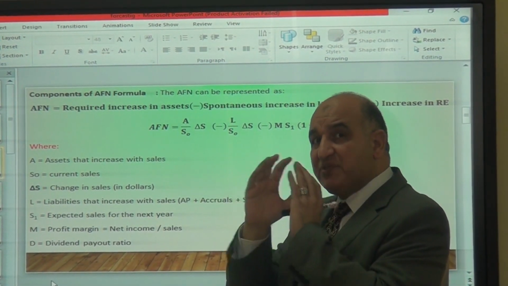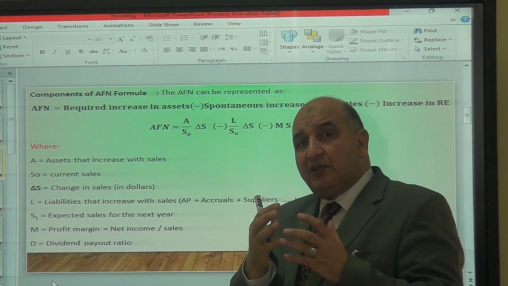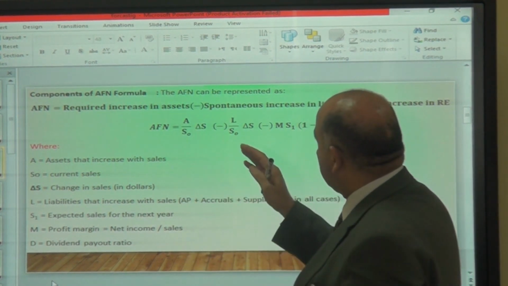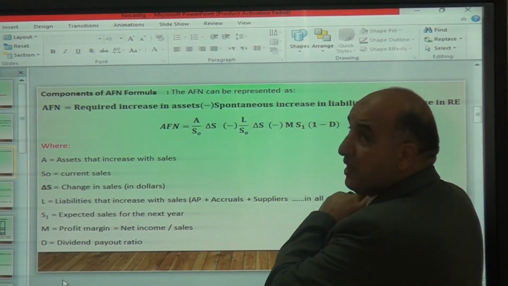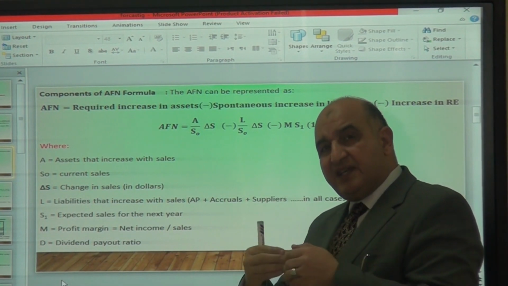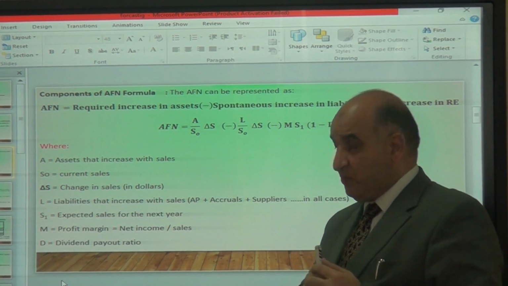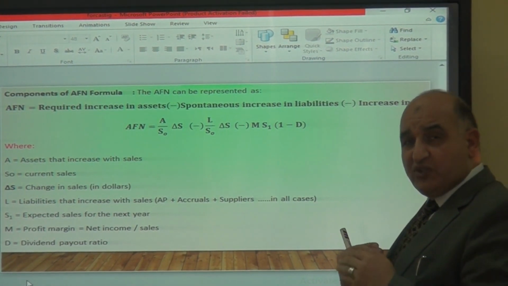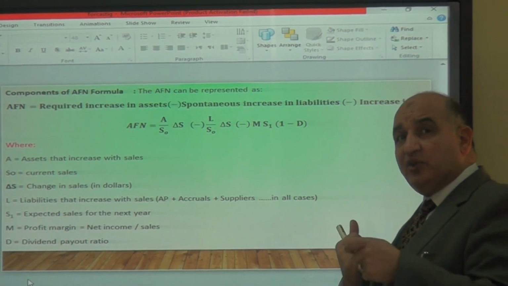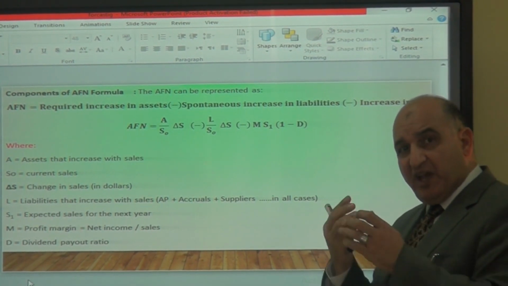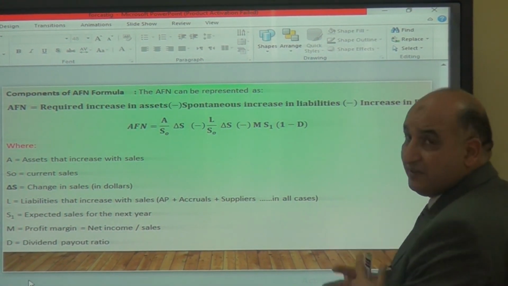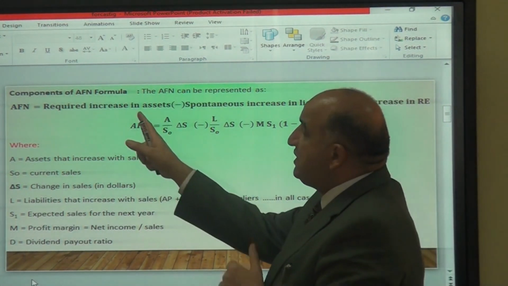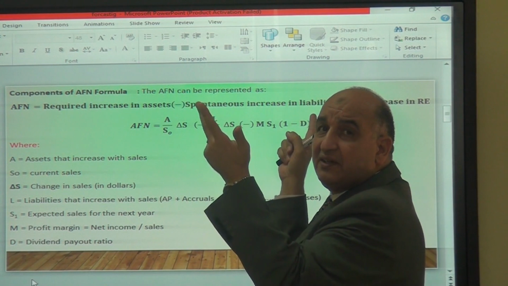We have to deduct from the increase of assets, because you don't need to borrow the whole value from outside. You have to deduct what? You have to deduct the spontaneous increase in liabilities, which means الزيادة التلقائية في جانب الخصوم, minus the increase in retained earnings. Because if you have a profit and we know that we are going to distribute dividends of only 40%, it means we retain some of the earnings, so that must be deducted. So our equation contains three parts: increase in assets, increase in liabilities, increase in retained earnings.